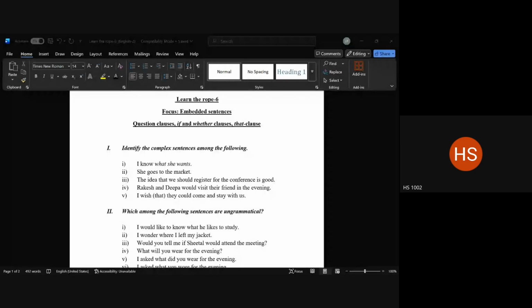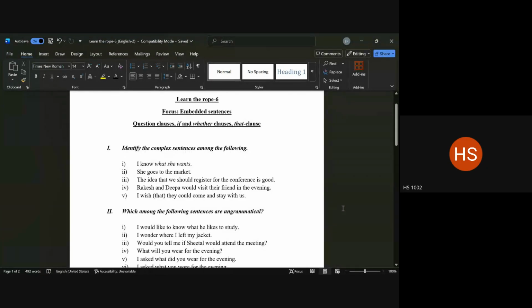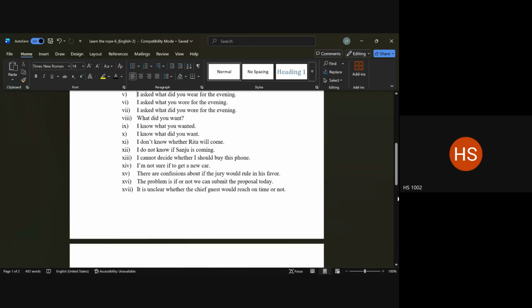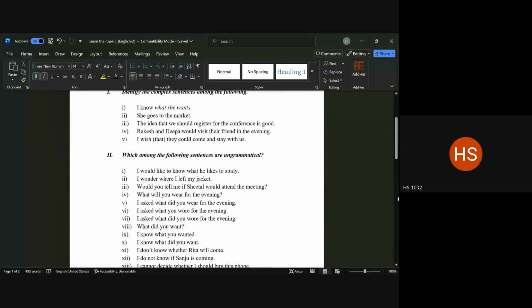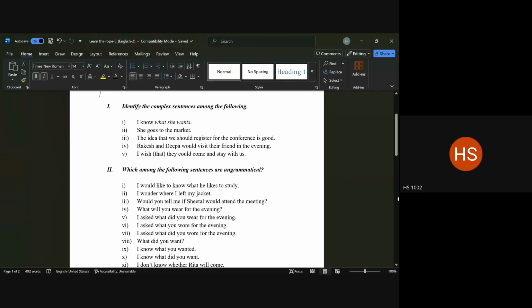Since there is nothing more conceptually to explain about question clauses, if and whether clauses, and that clauses, it's better that we look at the questions straightforward. Okay. So the first exercise is just kind of a revision of what clauses are. We have already looked at this while discussing clauses, that when we talk about embedded clauses or subordinate clauses, we are referring to a complex sentence, right? We're not talking about a simple sentence.